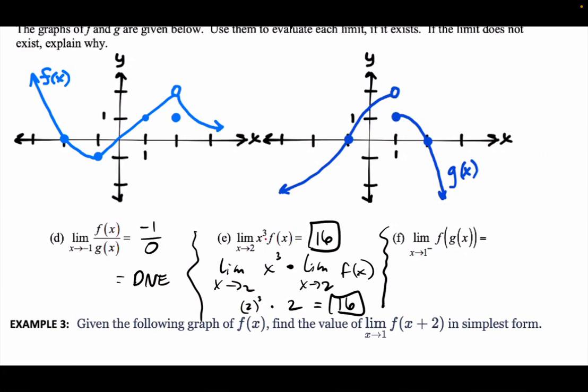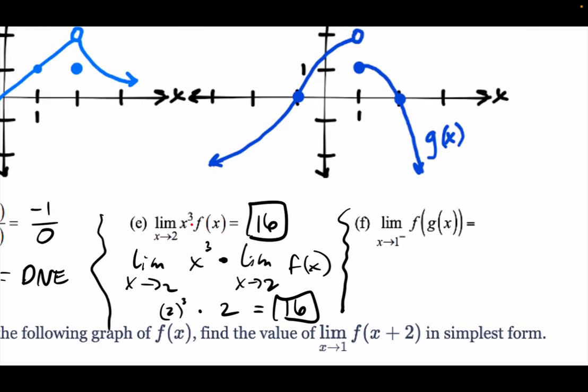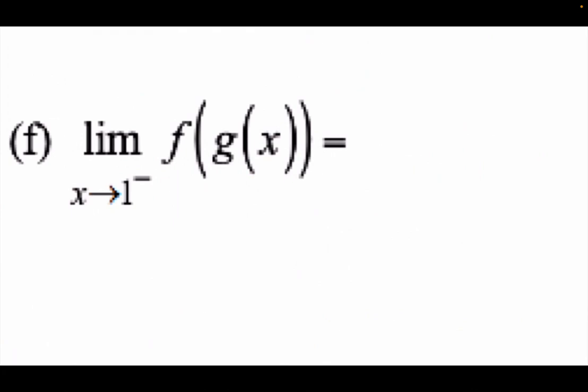F is what we call a composition of functions. G is inside of f. Let me expand on this a little bit. G is inside of the function f. That's why it's called composition, one inside of another.